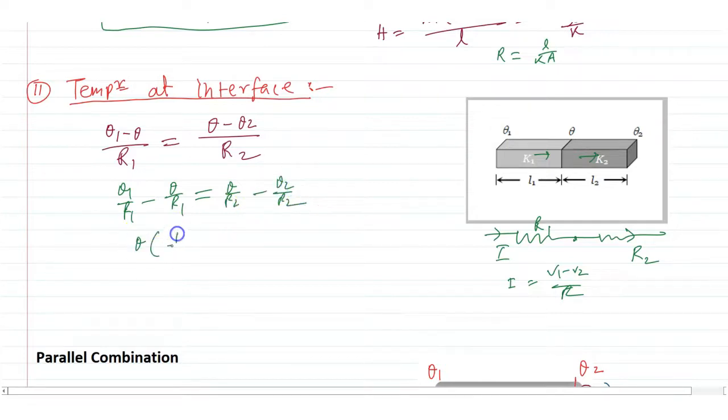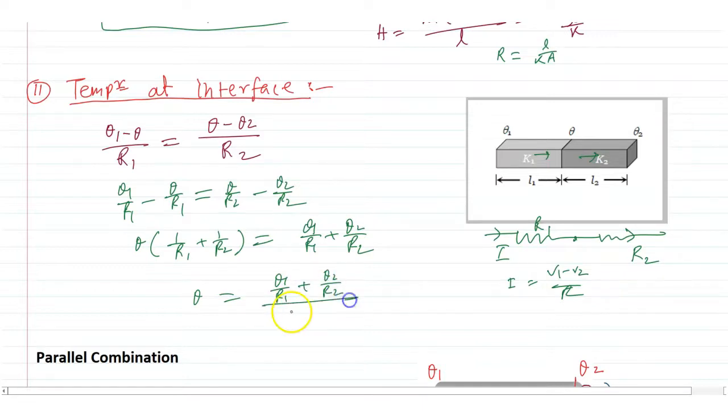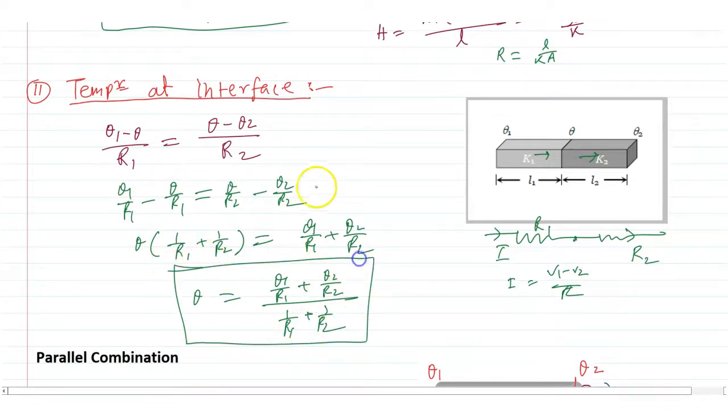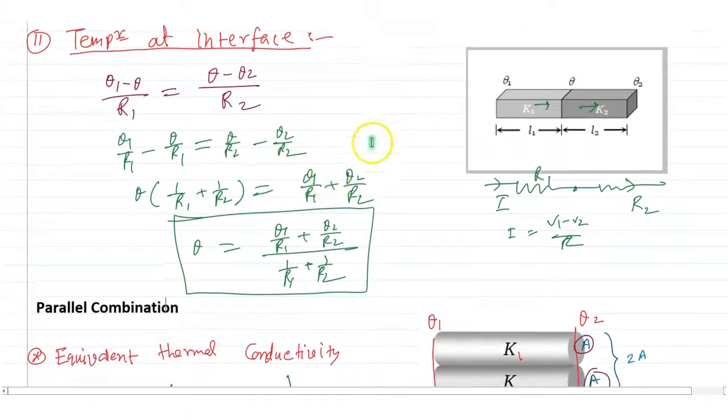Then theta into (1 by R1 plus 1 by R2) equals theta 1 by R1 plus theta 2 by R2. Then theta will be (theta 1 by R1 plus theta 2 by R2) divided by (1 by R1 plus 1 by R2). That way you can calculate the temperature at the interface.